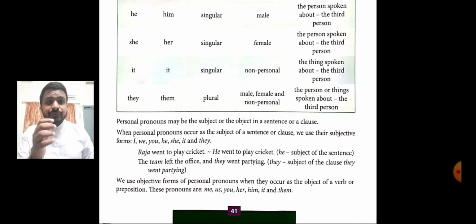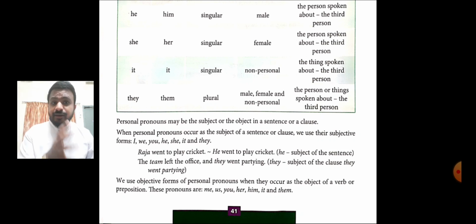Now, if the personal pronoun comes as a subject, we use the subjective forms. In your first table, in the first column, it is given I, we, you, he, she, it, and they. For example, Raja went to play cricket, or he went to play cricket. There, he is being used as the subject. So, that is the first usage of personal pronoun.